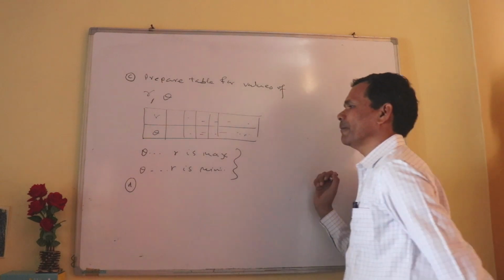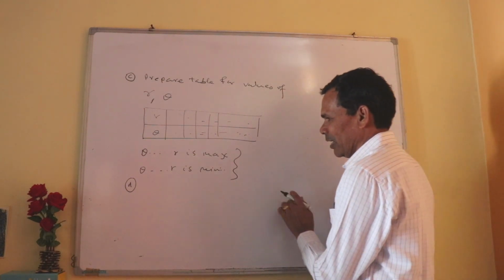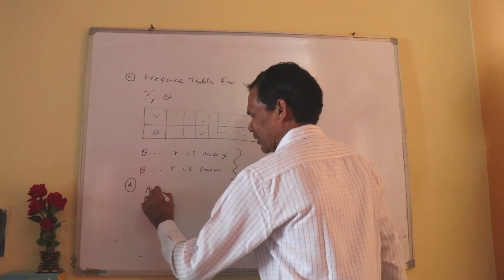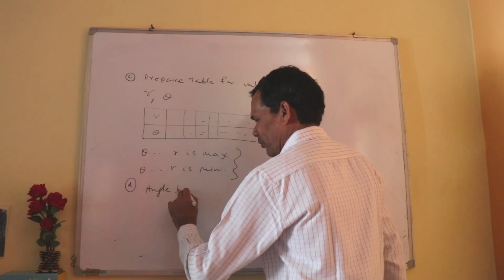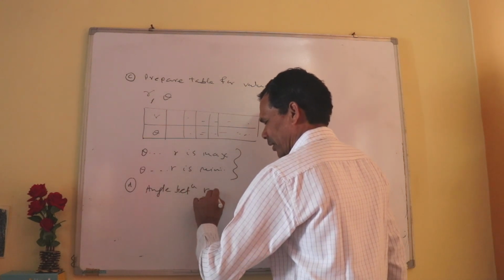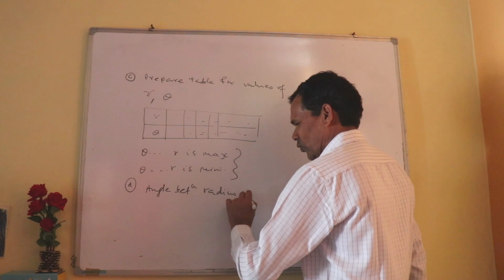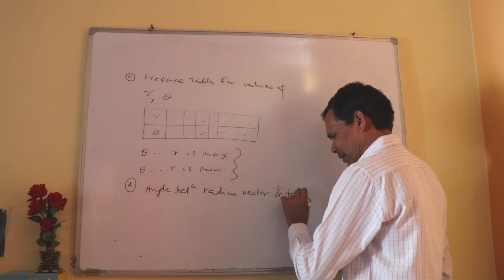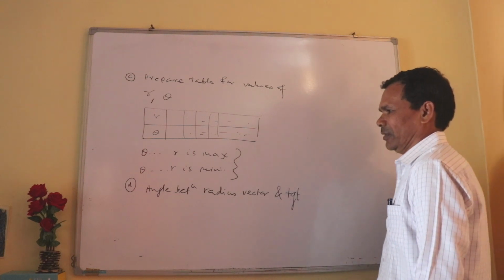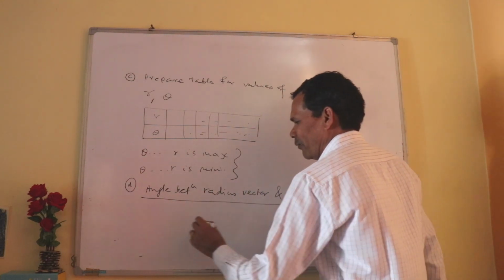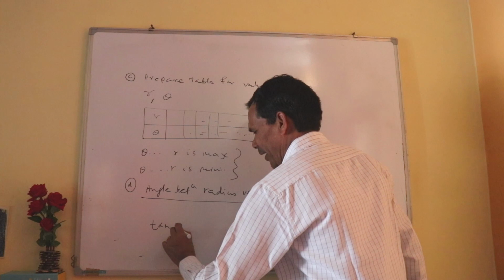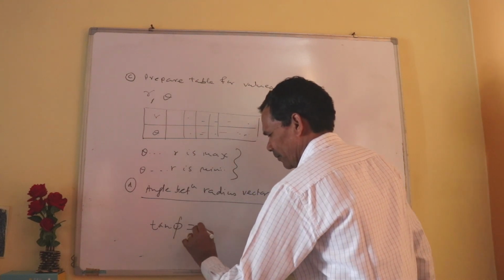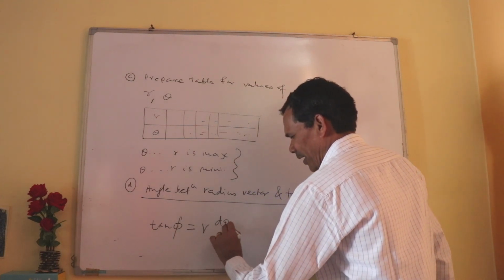Now the next point is the angle between the radius vector and the tangent. It is obtained by the formula tan phi, where phi is the angle, equal to r d theta by dr.